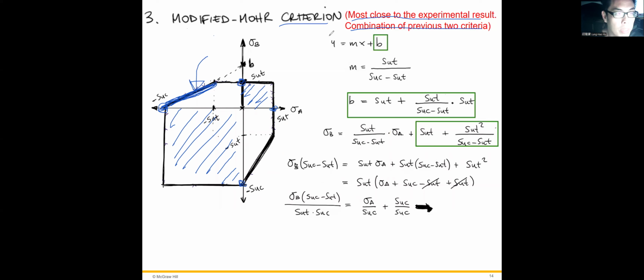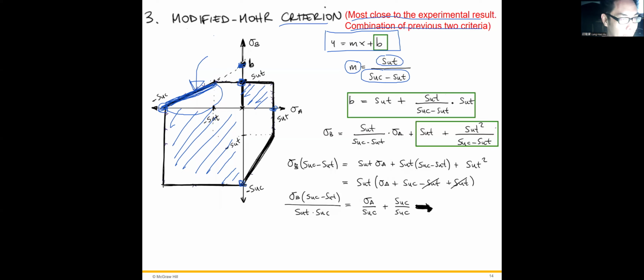Of course, the linear equation we can assume is y equals mx plus b, right? And here the slope is different: m equals SUT divided by SUC minus SUT, right? And the y-intercept is b right here.